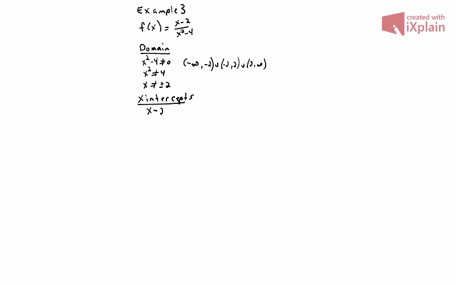Find the x-intercept: set the numerator equal to 0 and solve it appropriately. Since x equals 2 is a value that we already excluded from the domain, it cannot be an x-intercept. So let's look for the coordinates of the possible holes. So we're going to simplify the function.